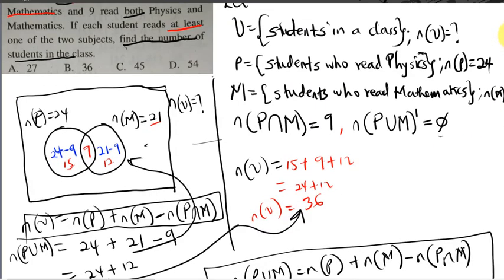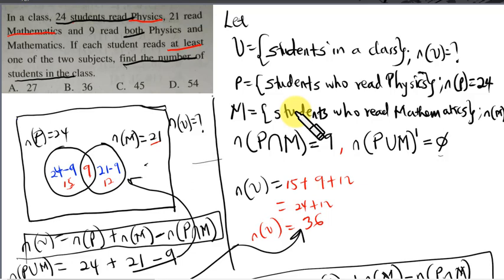So if you look at the objective question answers that we have here, A is 27, B is 36, C we've got 45, and D we've got 54. So you can see that the correct option is 36. So that is the correct answer that we have to choose here.